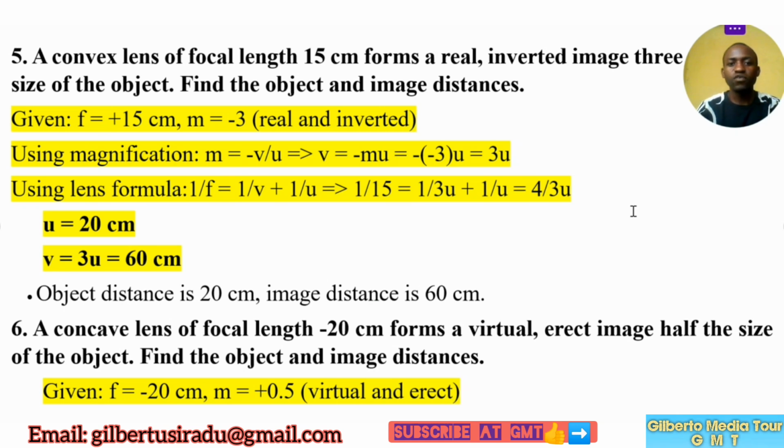A concave lens of focal length -20 centimeters forms a virtual erect image half the size of the object. Half the size means the image size was decreased. There is no magnification here. It's just simple, really very clear.